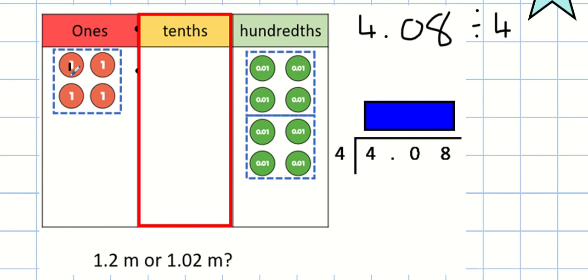And then how many groups of 4 in my ones? Well, I've got 1 group of 4. Then I need to remember to bring down my decimal point, because I'm working with decimals. How many groups of 4 in my tenths? Well, that's 0, isn't it? I've got 0 tenths, so I've got 0 groups of 4 in my tenths. And then how many in my hundredths? Well, I've got 2 groups of 4 in my hundredths. So my answer is going to be 1.02.